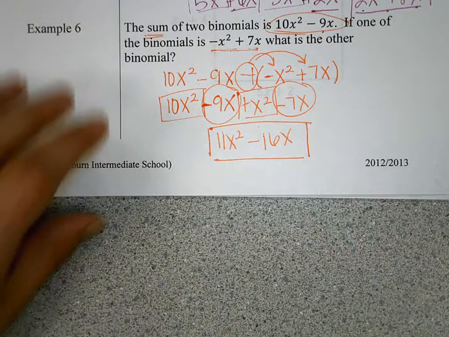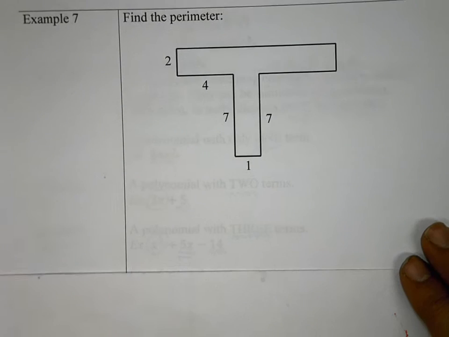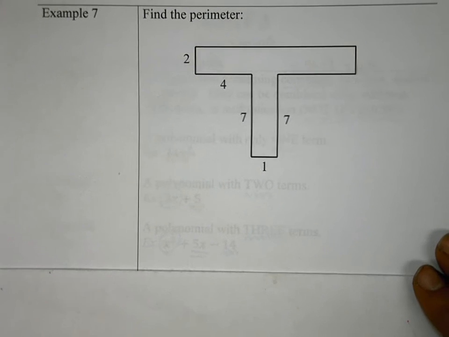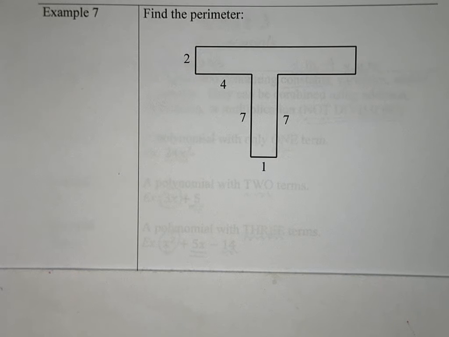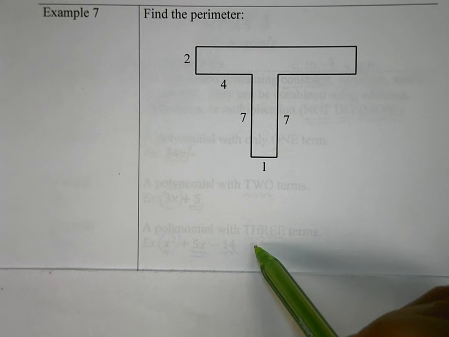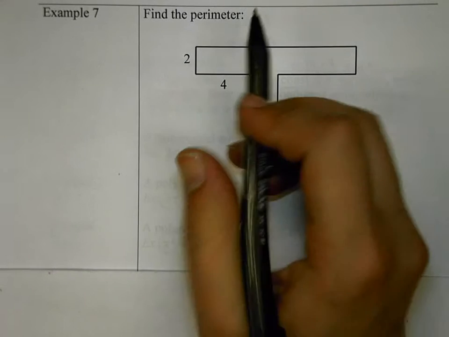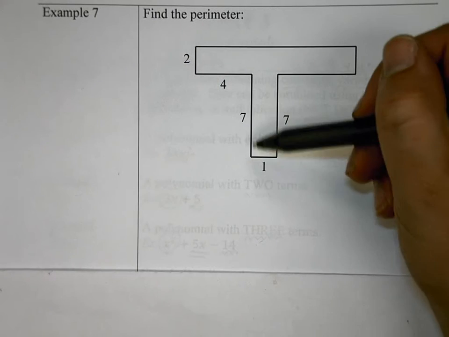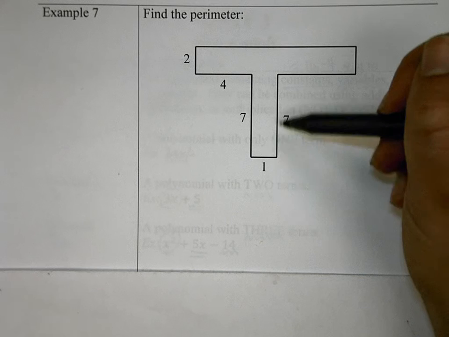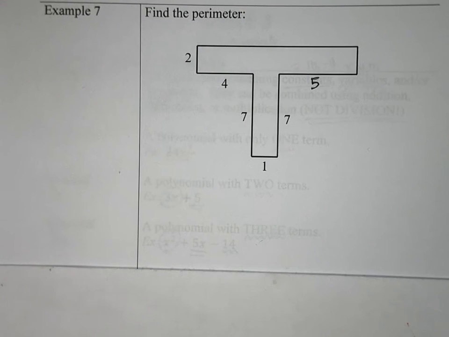Okay, last two examples. We're going to be looking at some perimeters. So let's look at this T shape in example 7. They're asking me to find the perimeter of this shape, but I'm missing some pieces here. So let's look and see what we have. One side is 2, this side is 4, this one is 7, the bottom piece is 1, this side is 7, and this one is actually 5. So we have to fill in the blanks before I can even find the perimeter.